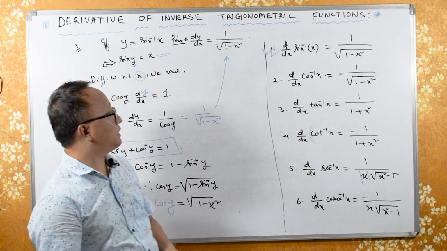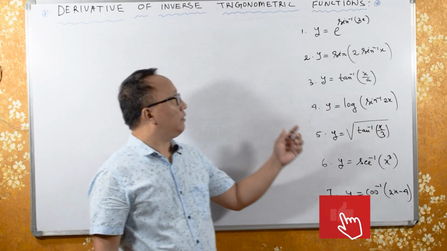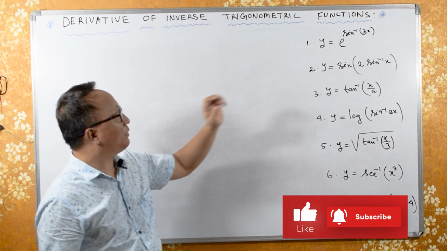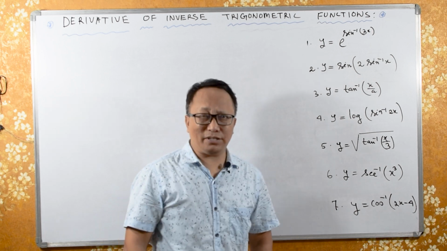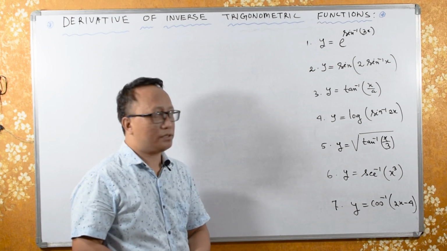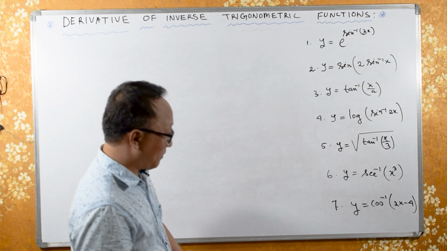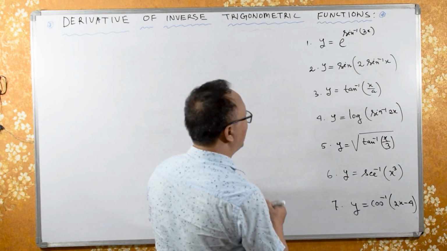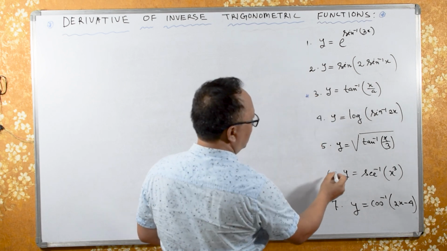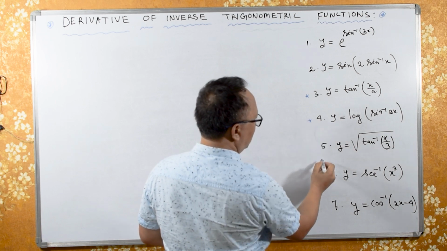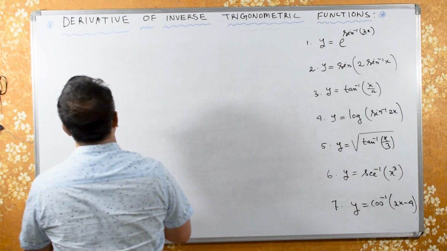Let's take some examples of inverse trigonometric functions. We have seven examples. From these, we'll get some ideas of how to solve inverse trigonometric functions. Mostly you can see the formulas from here. Let's solve them one by one.